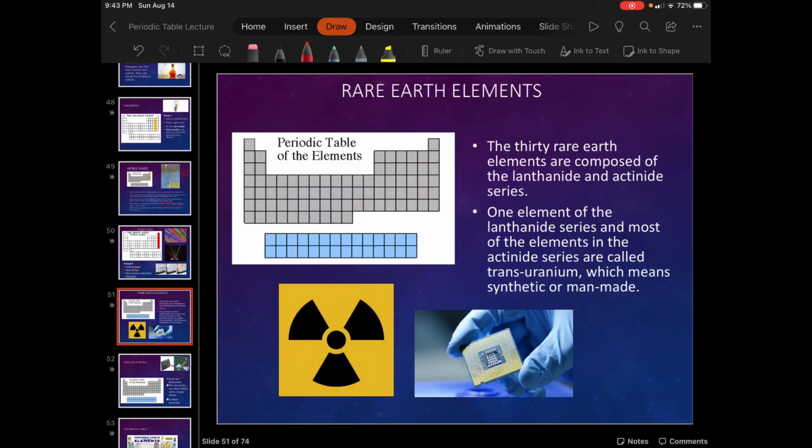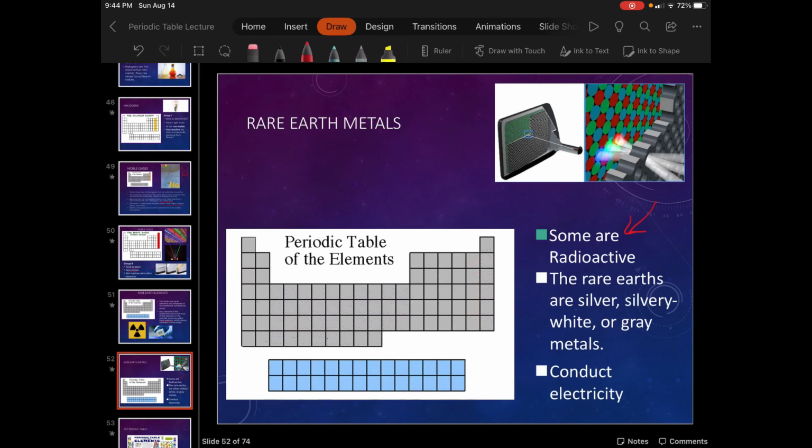Let's keep moving. Then you have the rare earth elements, also known as the lanthanides and the actinides. The 30 rare earth elements are composed of the lanthanide and actinide series. One element of the lanthanide series and most of the elements in the actinide series are called transuranium, which means synthetic or man-made. Transuranium is a word that you need to remember. Also, uranium, and this picture should give you a clue that most of them, or some of them specifically, are radioactive.